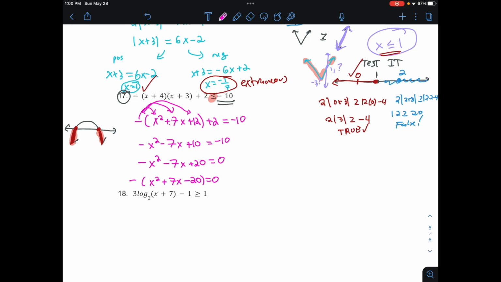Now, does something add to 7 and multiply to negative 20? Boy, do I hope so. Let's see. 4 and 5 would be nice. Doesn't appear to work.